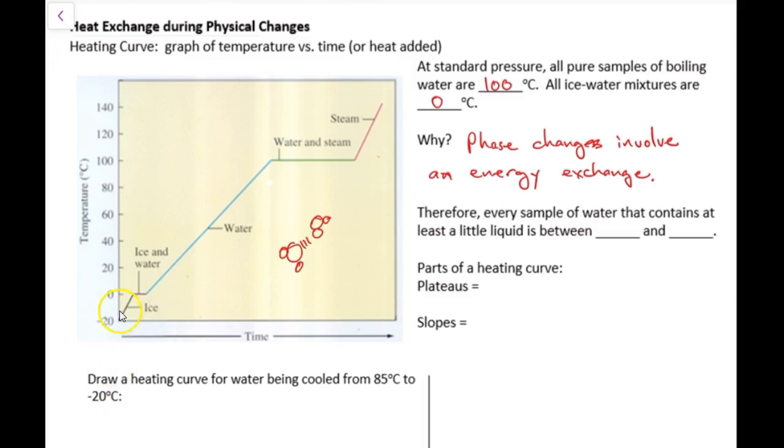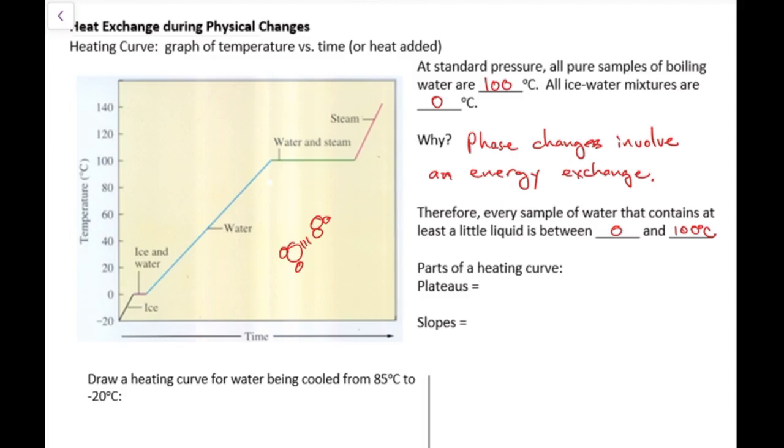So again, anywhere where you see a plateau on this little graph is where we have a phase change. So in this case we're melting, and then up here we're boiling. So we can say that every sample of water that contains at least a little liquid has to be between 0 and 100 degrees Celsius.